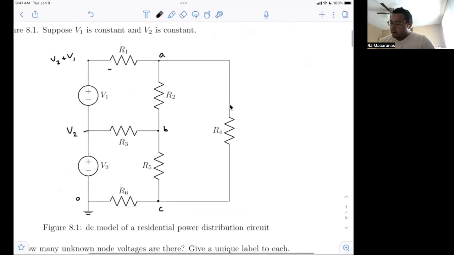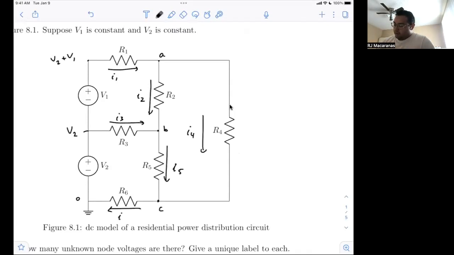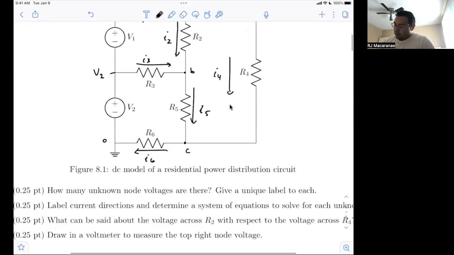So I'm going to label a bunch of currents. For R1, I'm going to have I1 flowing through it, and I'm going to draw all of my currents such that they flow through the system and return back to ground. So I2 is going to flow through R2. I'm going to label all these respective to their resistor reference designators. And we're returning through R6 here, back to ground.